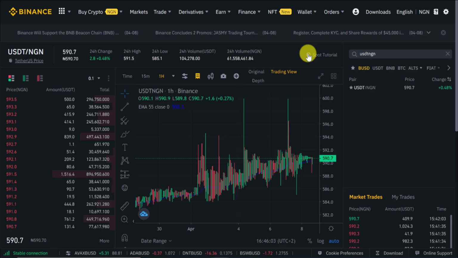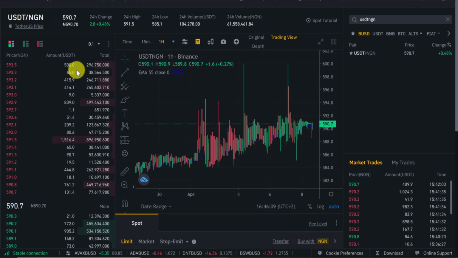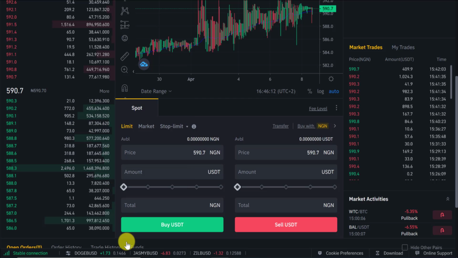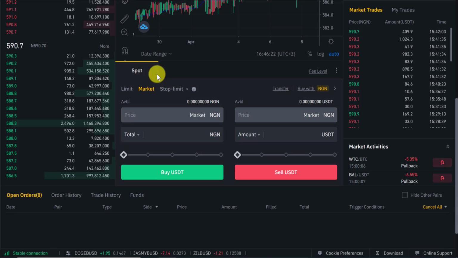So since this is spot trading, you want the market to execute immediately. You have seen the price you want to enter now, and you want to enter the market immediately to buy USDT with Naira at the exact market rate. Now you click on market. You see what is here, spot. You click on market. Once you click on market, the price will be the current market price, and the total you want to buy.